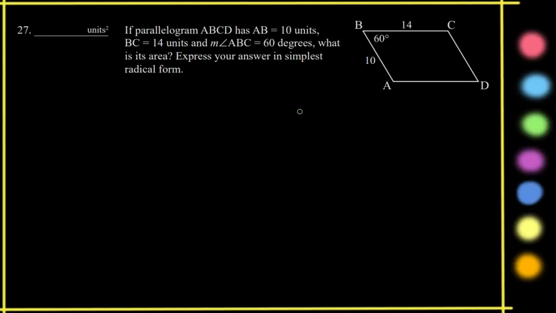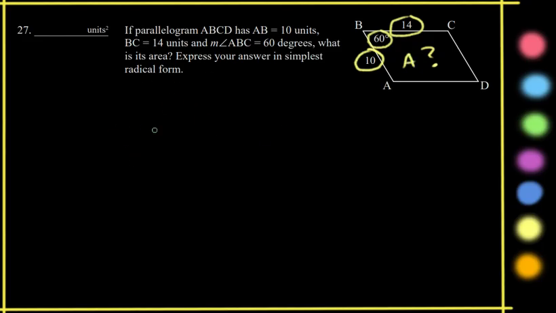All right, let's go on to the next one, problem 27. This one says if parallelogram ABCD has AB 10 units, okay, that's shown here, and BC is 14 units, and the measure of angle ABC is 60 degrees. Okay, they've got all that information on this figure. What is its area? Okay, so we want to know what the area is. And it says express your answer in simplest radical form.